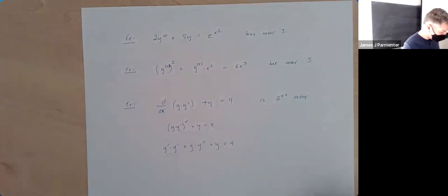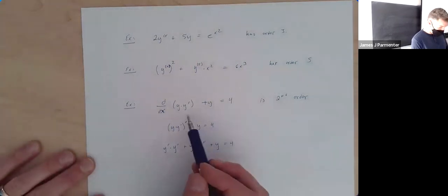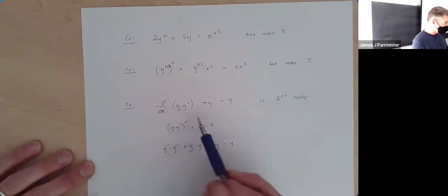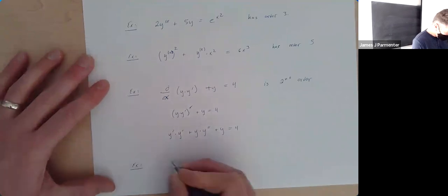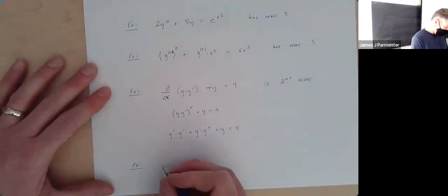It is definitely not linear, for sure. Even before multiplying it out, you can see it wasn't linear by the y times y prime here. Okay, let me ask you one more in this similar way, just because I think it's kind of fun.